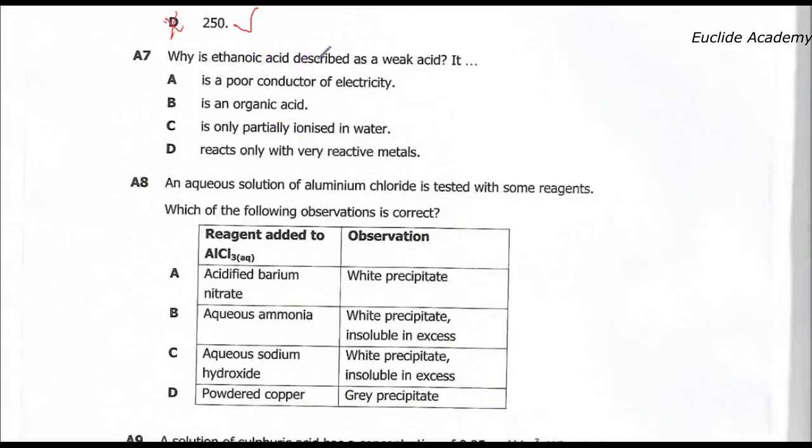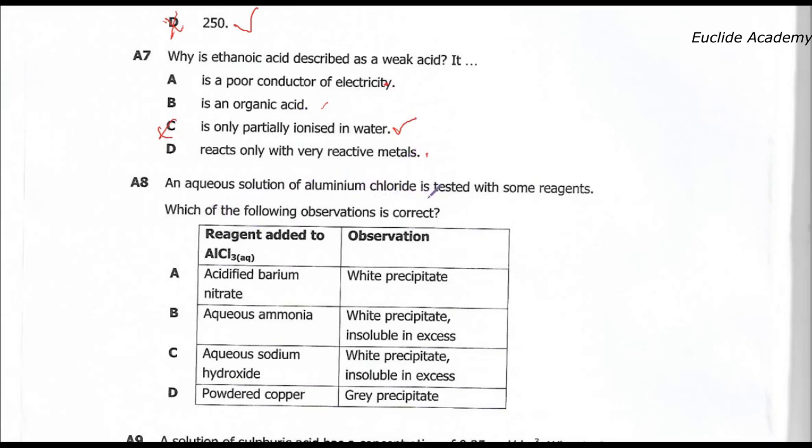Question 7. Why is ethanoic acid described as a weak acid? Okay, so weak acids are weak because they ionize partially in water. They do not completely ionize. That should be the main point. So don't talk about electricity or organic acid or reacting with metals. So C should be our answer here. An acid is weak because it ionizes partially.